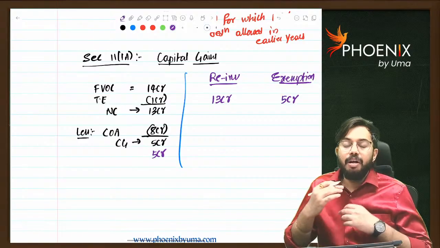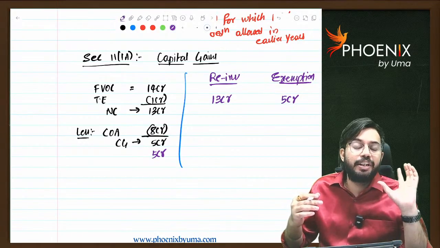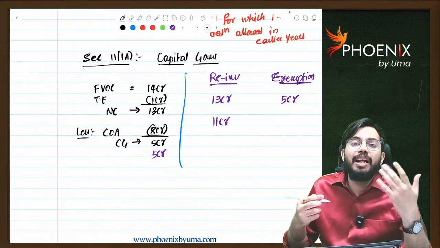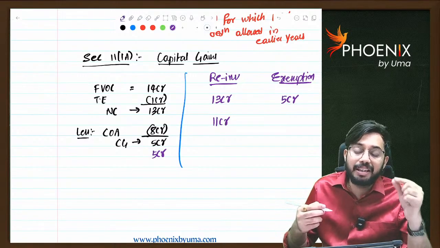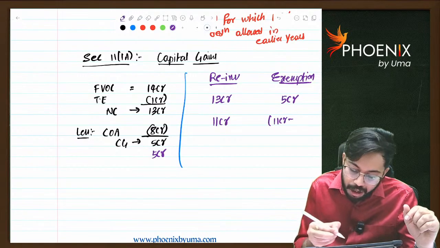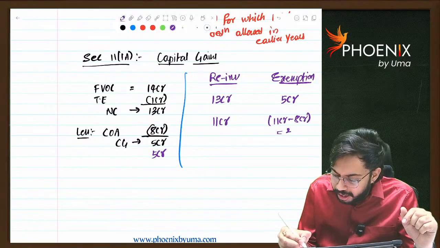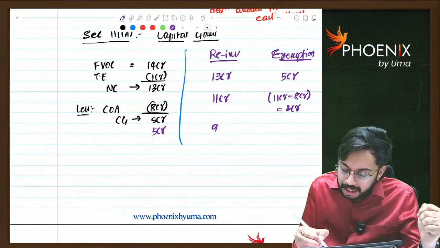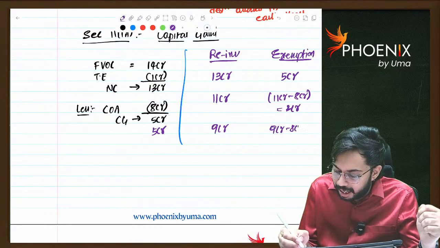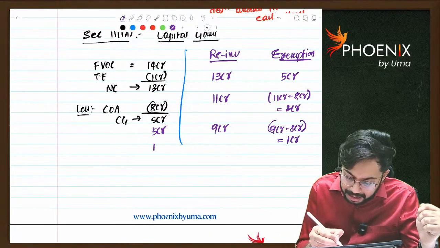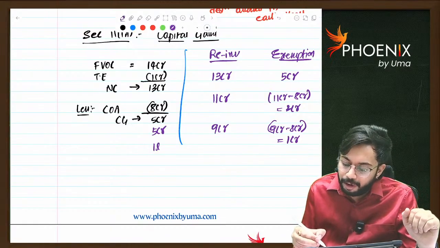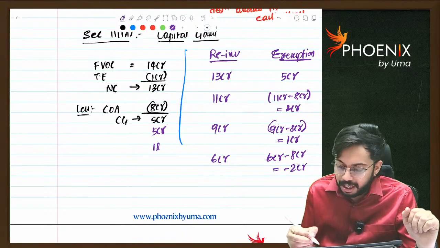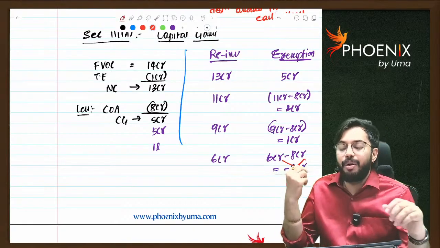Are you able to understand? But say the total 13 crores net consideration was not reinvested, only 11 crores was reinvested. Then how much is exemption? Cost of new asset minus cost of old asset. New asset 11 crores, old asset is 8 crores. Only 3 crores is exemption. For example, if 9 crores is reinvested, then 9 crores minus 8 crores, 1 crore is allowed as exemption. If only 6 crores is reinvested, 6 crores minus 8 crores is negative 2 crores. In this case, exemption allowed is 0. Are you able to understand?